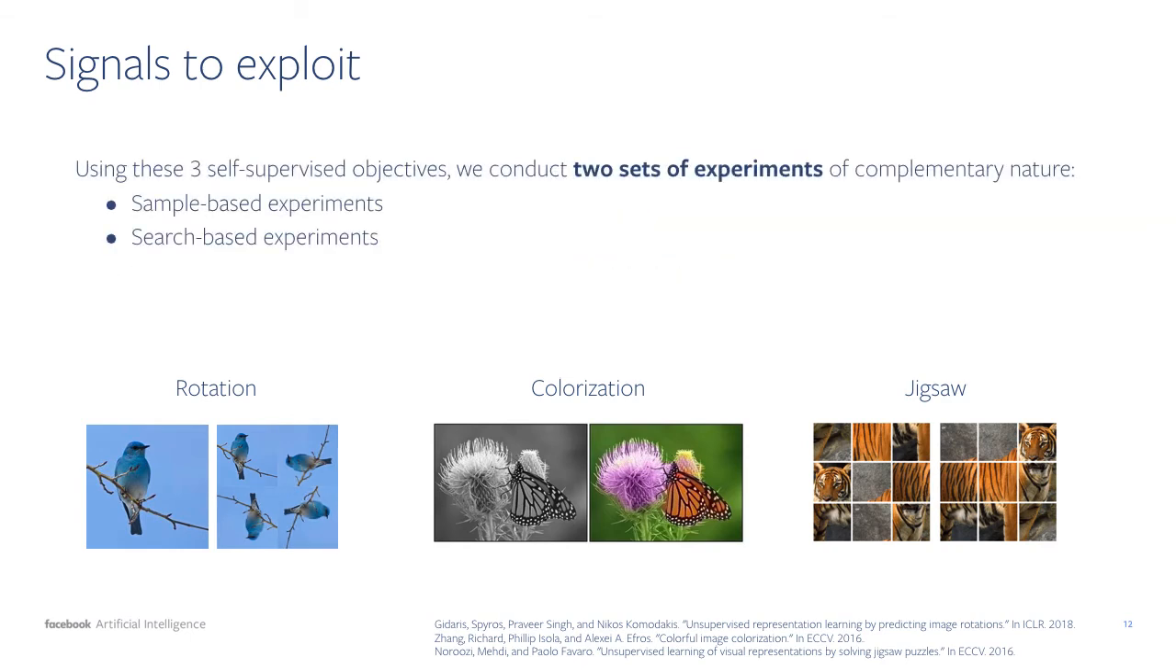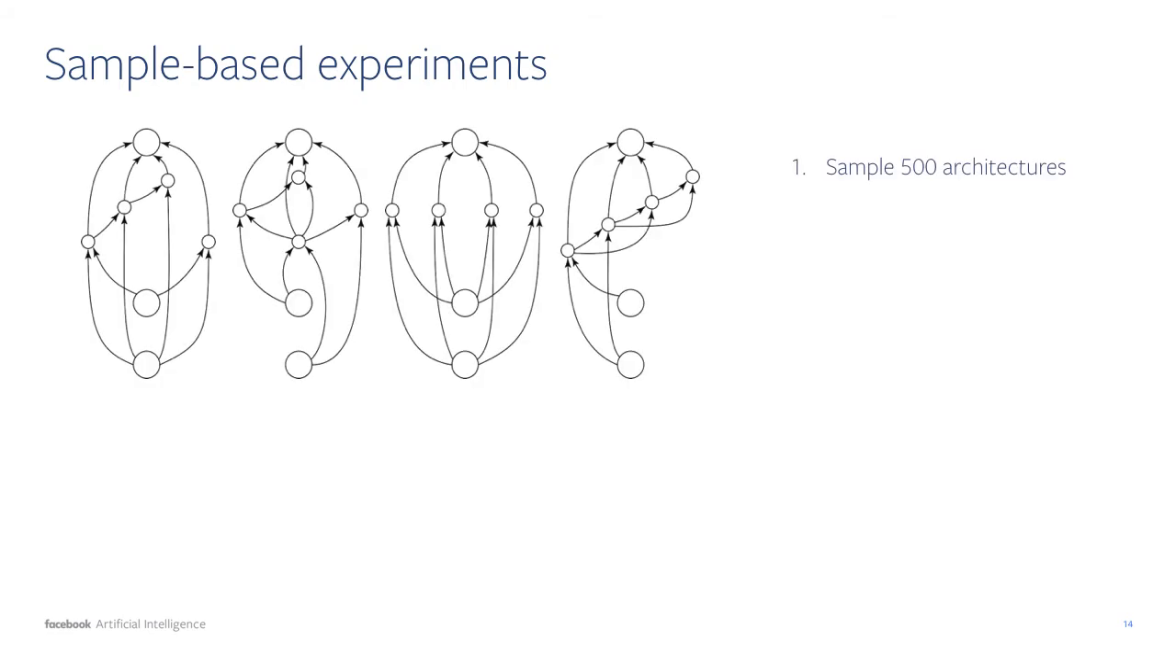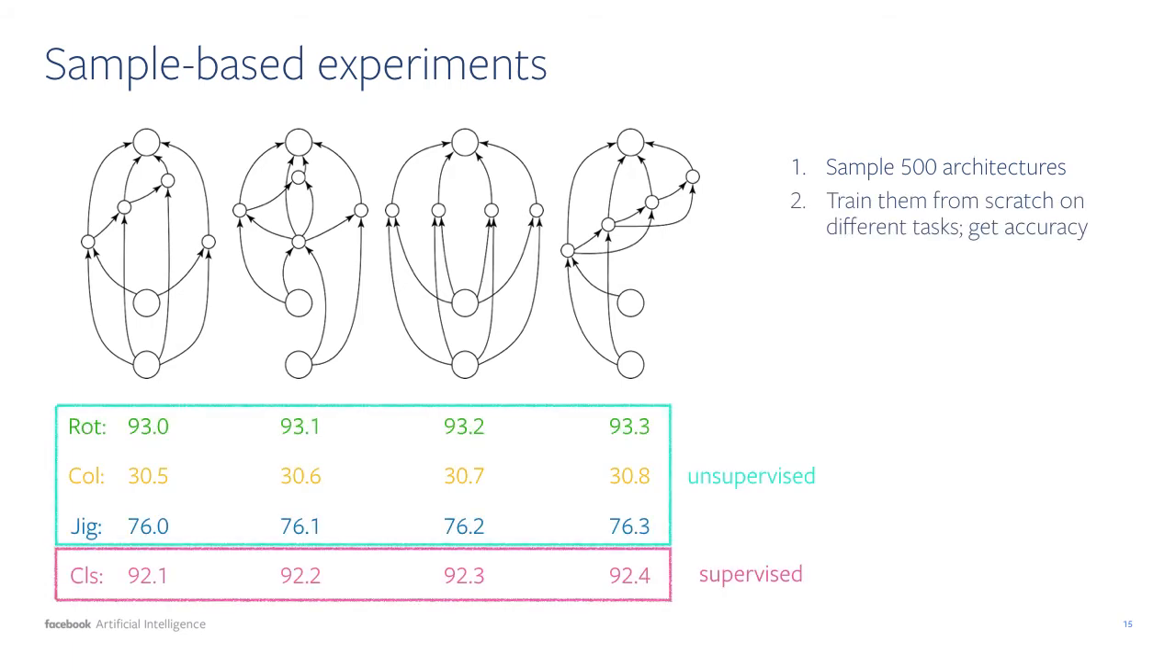Using these self-supervised objectives, we conduct 2 sets of experiments of complementary nature, sample-based and search-based. In sample-based experiments, the experimental design is as follows. We first randomly sample 500 architectures from a search space. Then we train these same architectures for the 3 unsupervised objectives, as well as the supervised objective, that is classification.